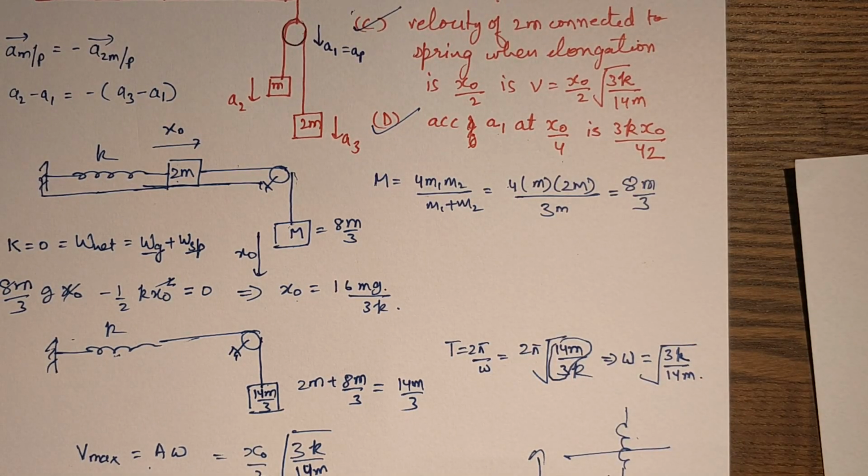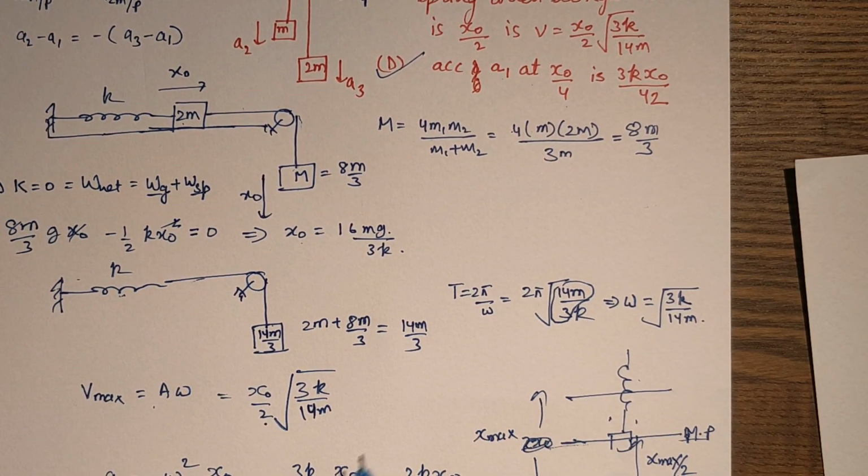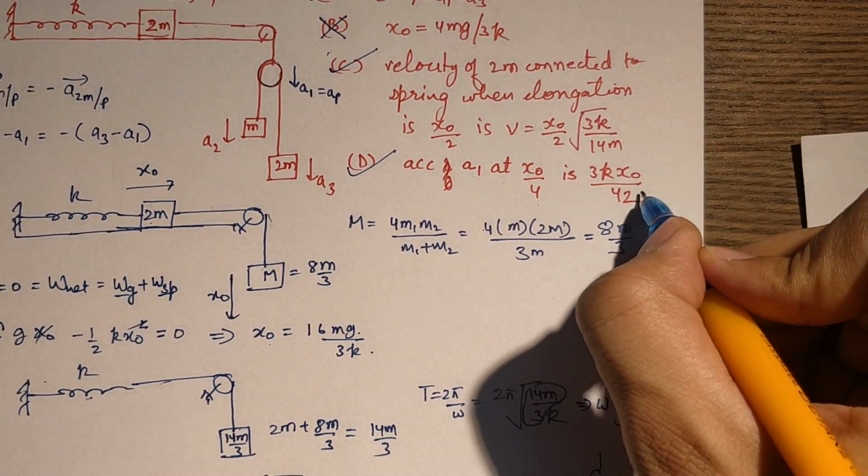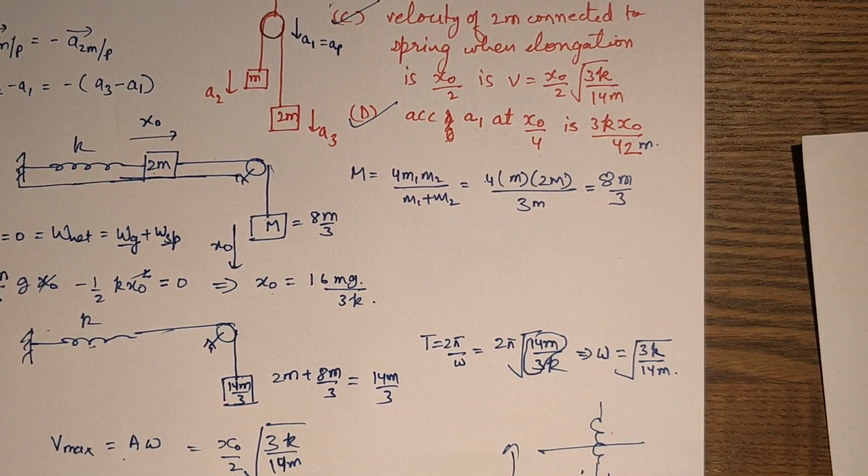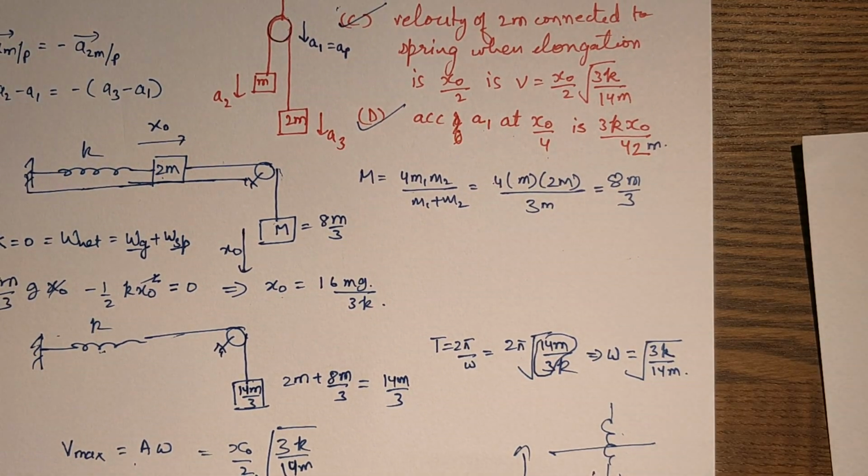This will be the acceleration, omega square x. Omega square I put here, and x here is given as x naught by 4, so I put it over here. Here I forgot to put this m. This m should be there. So here the answer will be A, C and D.